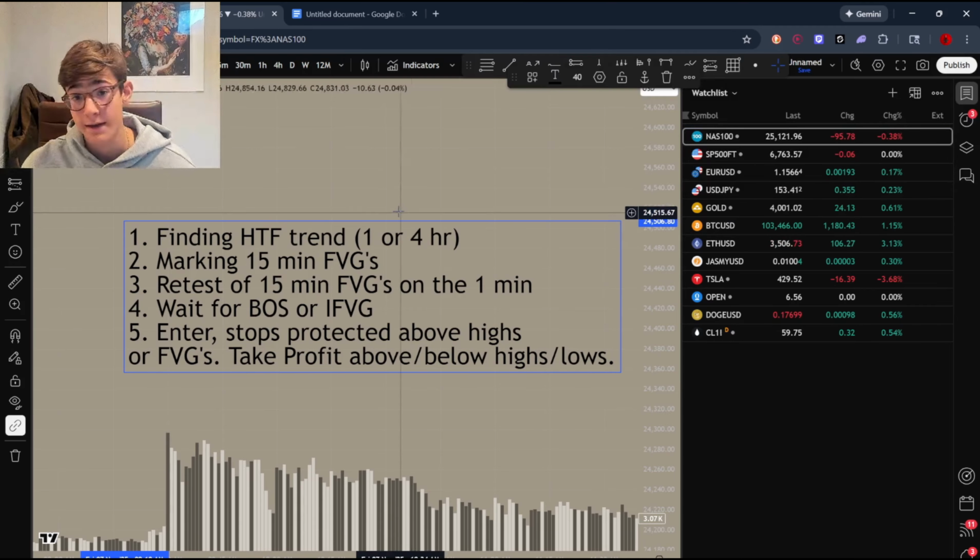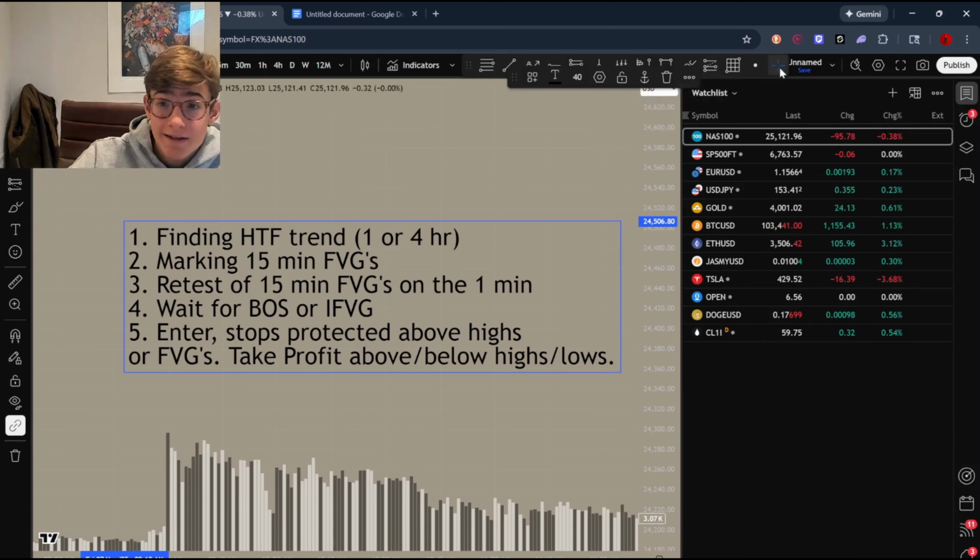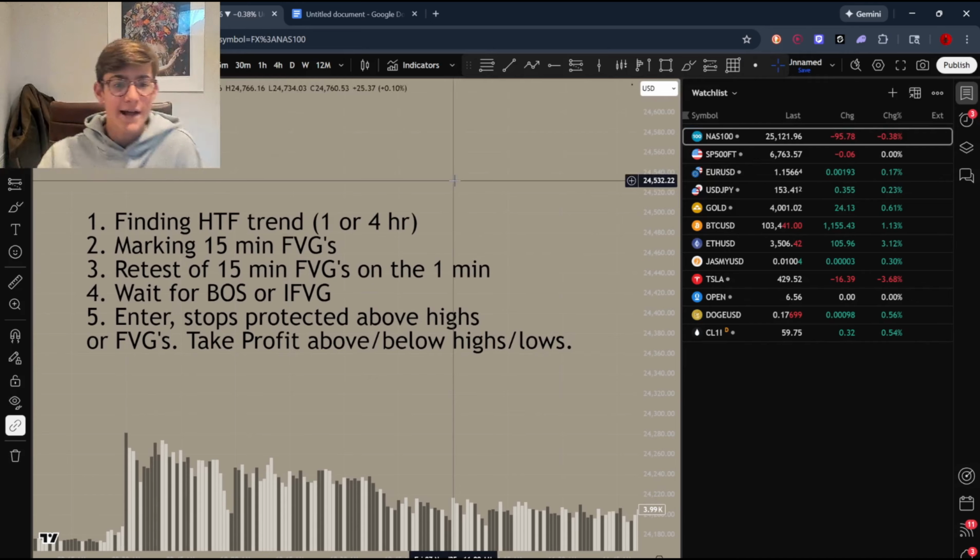Alright, and that's basically that. So screenshot this, do whatever you need to do. That's it. We're finding the high time frame trend, marking out 15-minute FVGs, waiting for a retest, waiting for a confirmation, and then we enter.